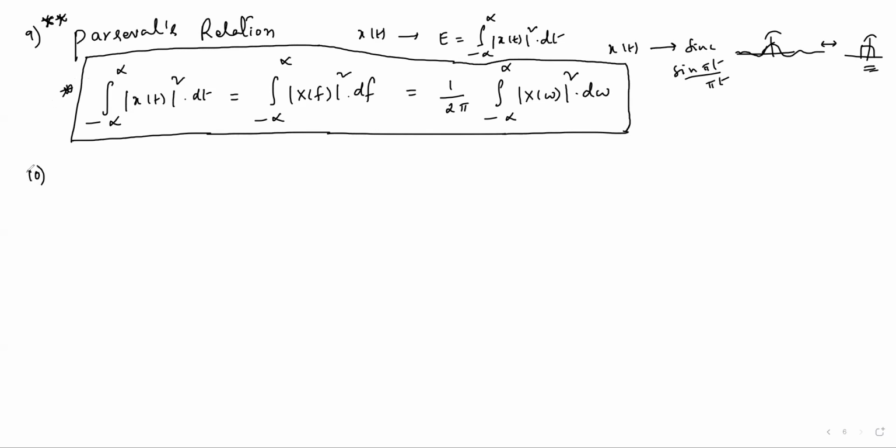Next, 10th one is also very, very important. Duality property. This is a unique property for Fourier transform. You can't find duality property in Laplace transform and Z transforms. The uniqueness of Fourier transform lies in this property, duality property. Because of this duality property only, some signals which are not Laplace transformable or Z transformable are able to be Fourier transformed. Because of the duality property. Very, very important.